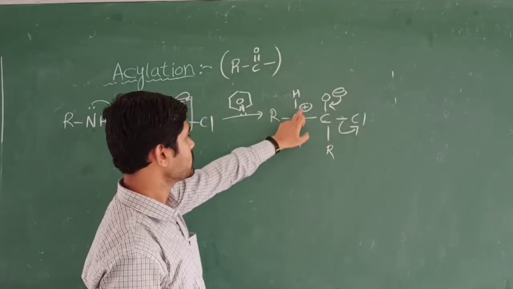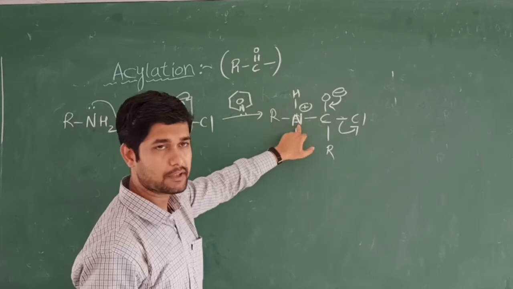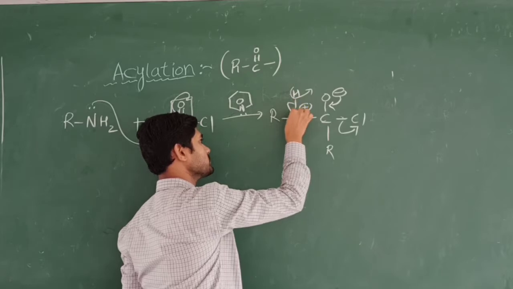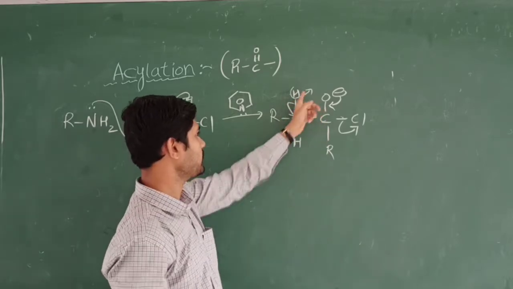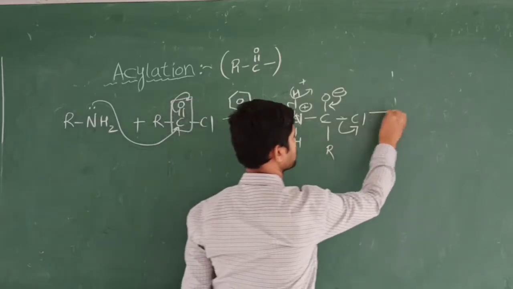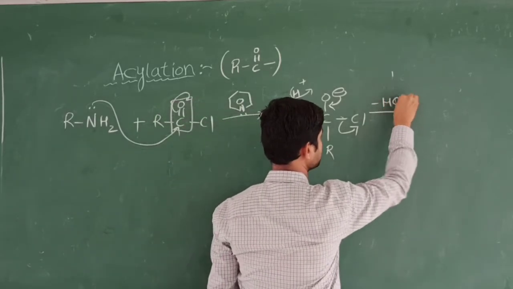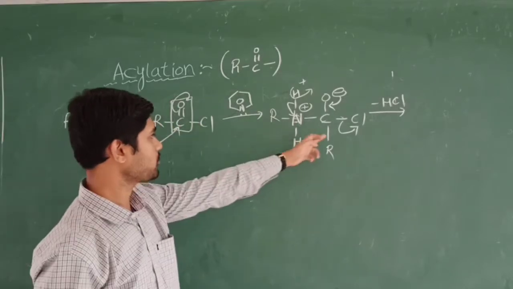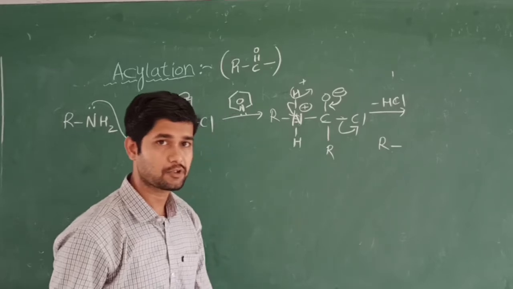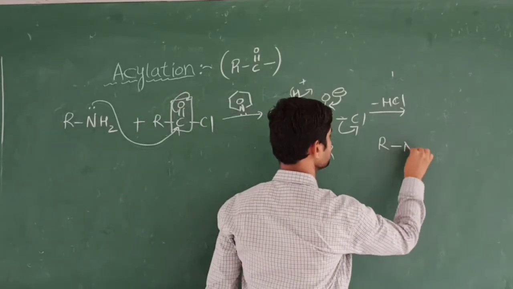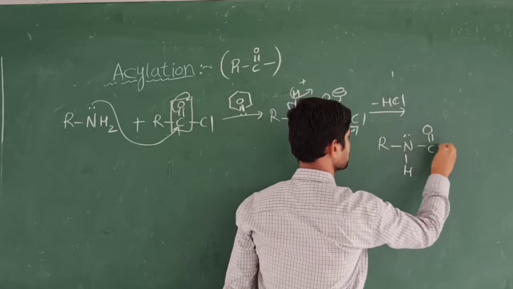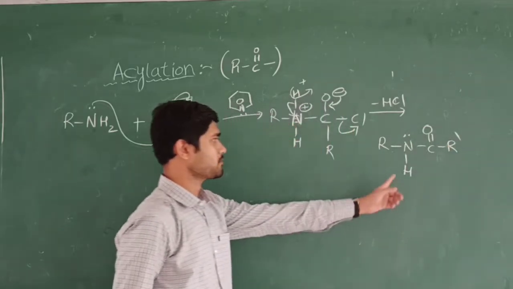And what about nitrogen? Here nitrogen is more electronegative than hydrogen. So this is removed as H plus, and this bond is utilized by the nitrogen atom. So finally this H plus and Cl minus are going to be eliminated. So I eliminate HCl, and the remaining product I write here as it is. That is called an N substituted amide group. This is called N substituted amide groups.